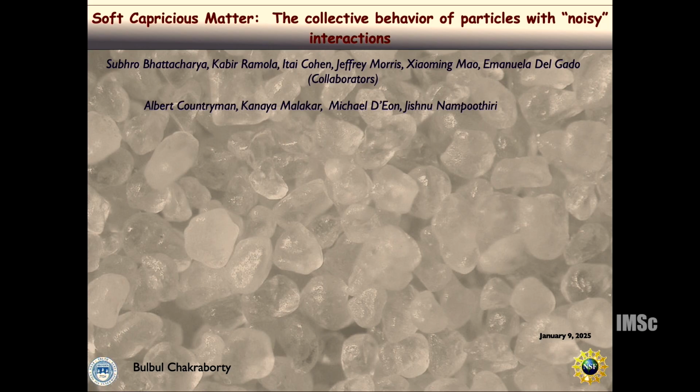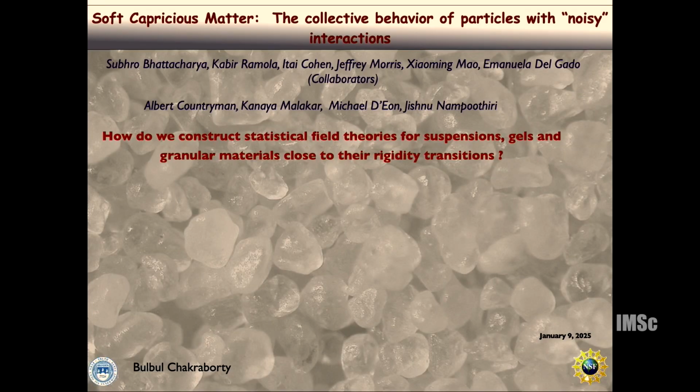One aspect of the collective behavior that is very important to understand in these systems is the rigidity to flow transition, the jamming, unjamming transition. So when are they rigid? Why do they form a solid? These cornstarch suspensions don't even have any attractive interaction between the particles, so why would they form a solid? When do they flow? When do they stop flowing? So the basic question that motivates us is, how do we construct statistical field theories for systems like this, close to their rigidity transition? I'm not going to talk about all aspects of their collective behavior, but close to the rigidity transition.